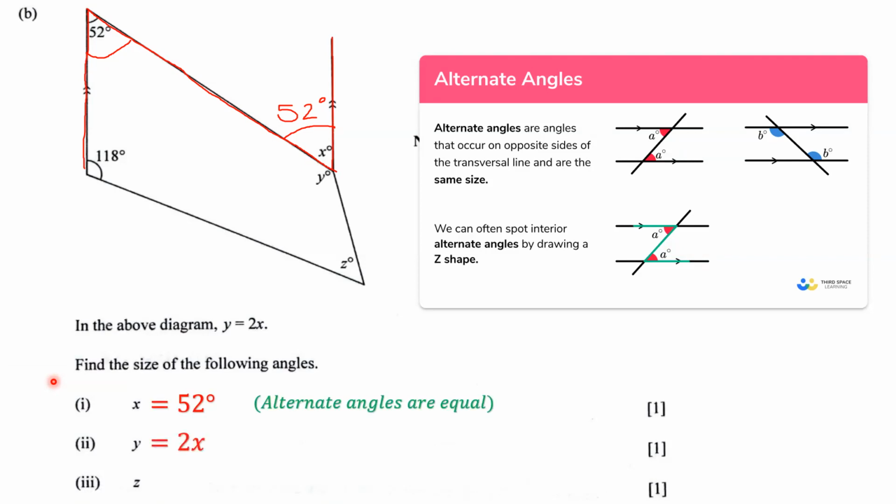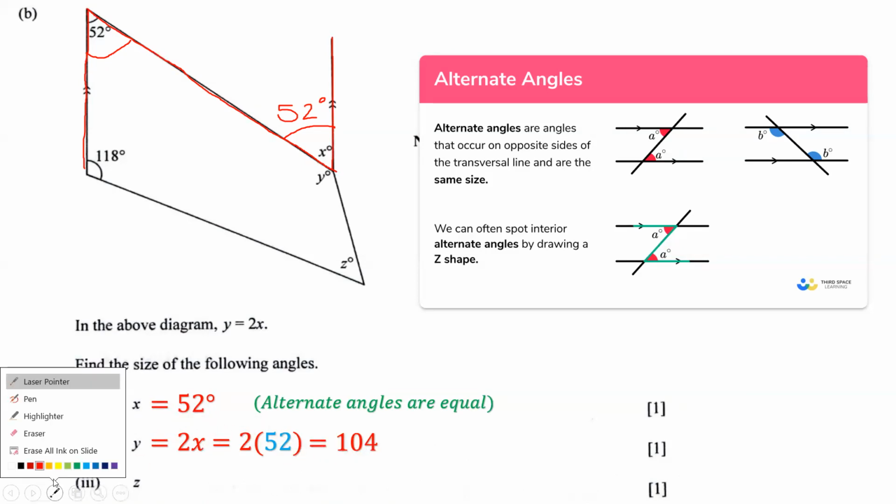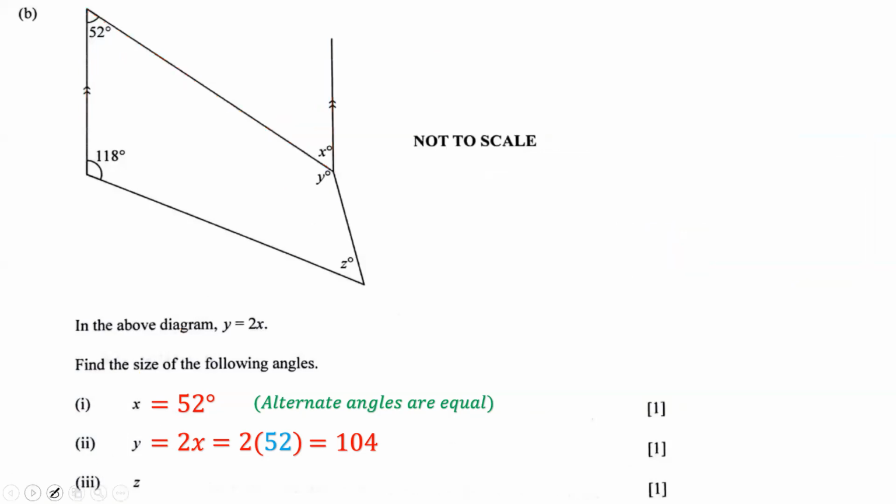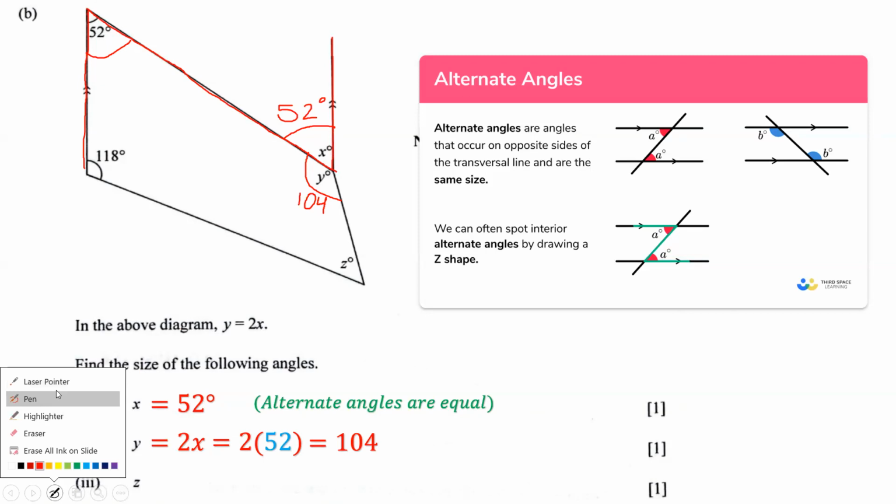Great, now let's consider y. We know that y is equal to 2x. Now we know that x is 52 degrees, and so if y is equal to 2x, or 2 times x, then in order to figure out what y is, we're going to multiply 2 by 52, and 2 multiplied by 52 is definitely 104. And so what does that mean? That means that for this angle, which is y, we have 104 degrees. And this angle is going to be very useful because we need it to figure out the value of z.